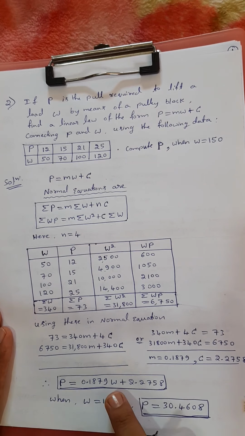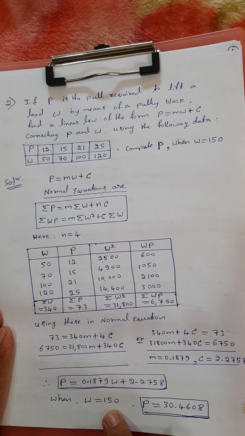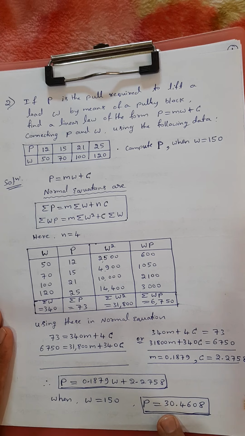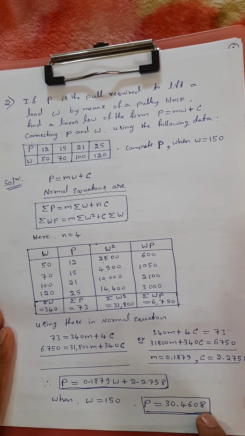So substitute the W value here, that is 150. So you will get P equals 30.4608.